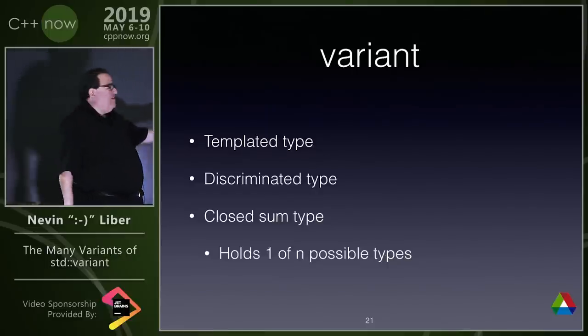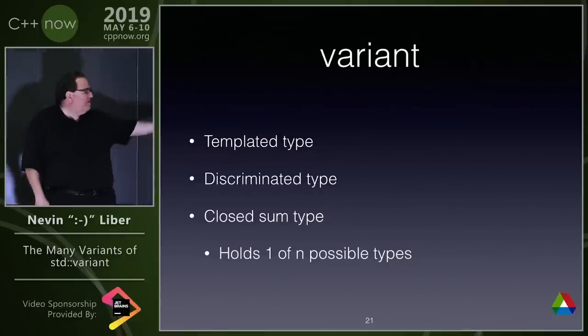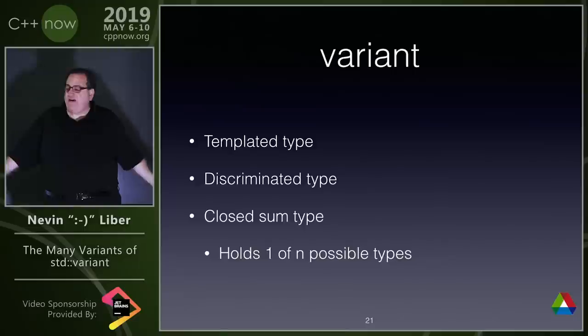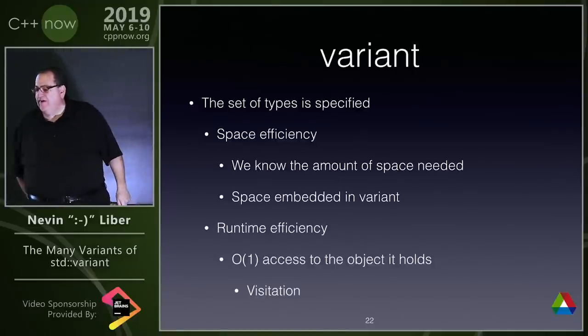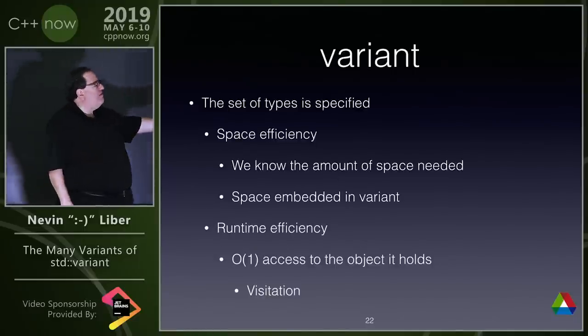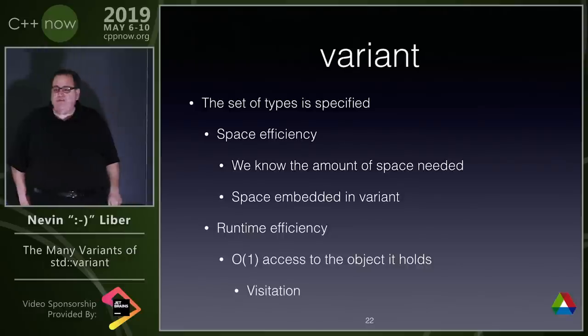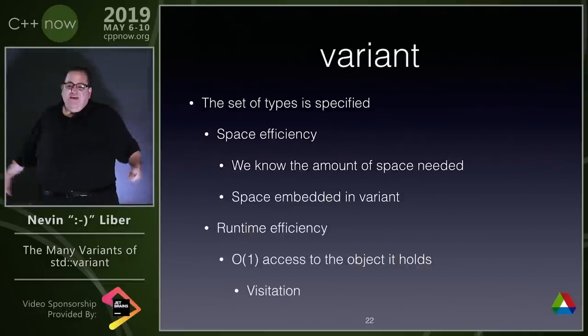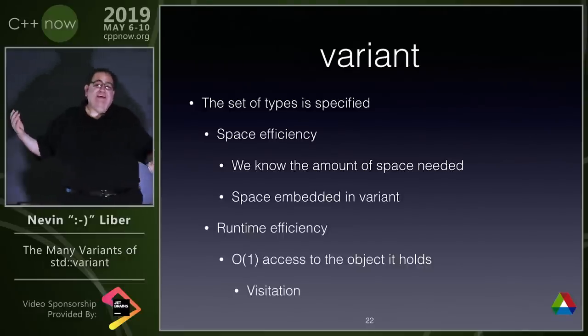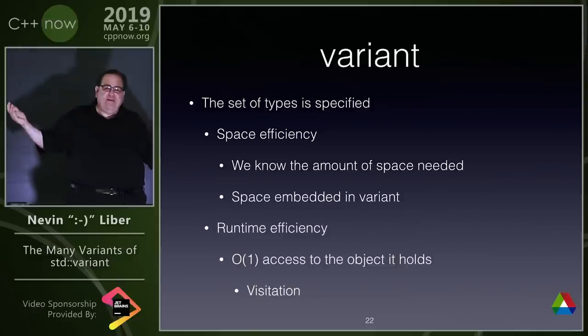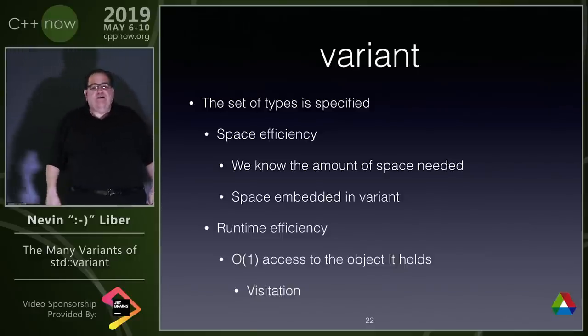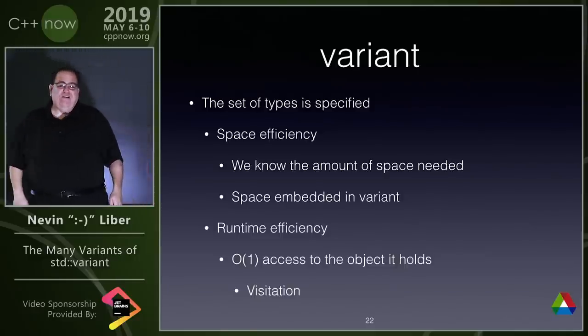So we have variant, and its template type is a closed sum type because it holds one of n possible types. Because we specify which types it can hold, it's very space efficient. If you're double buffering, you have to hold at least two times the largest object plus something like an int for your discriminator.